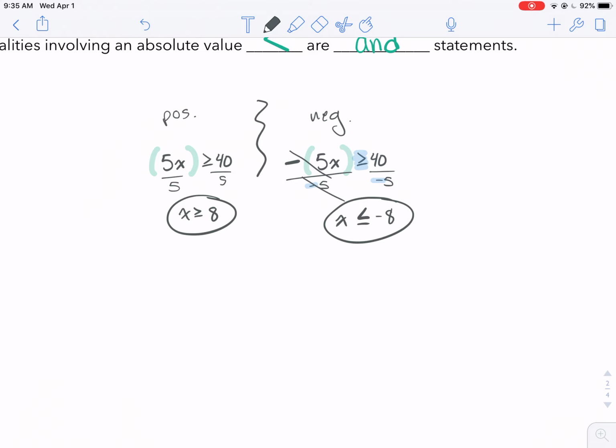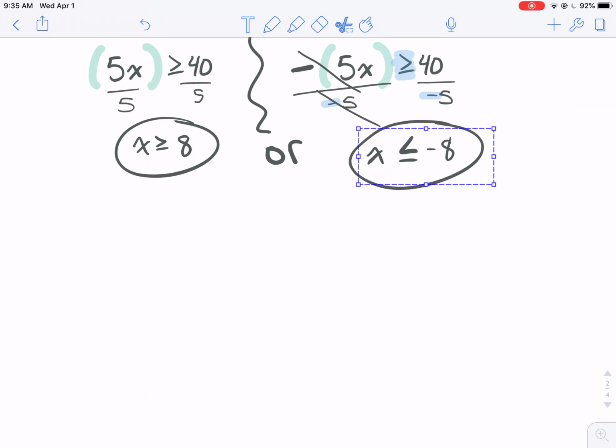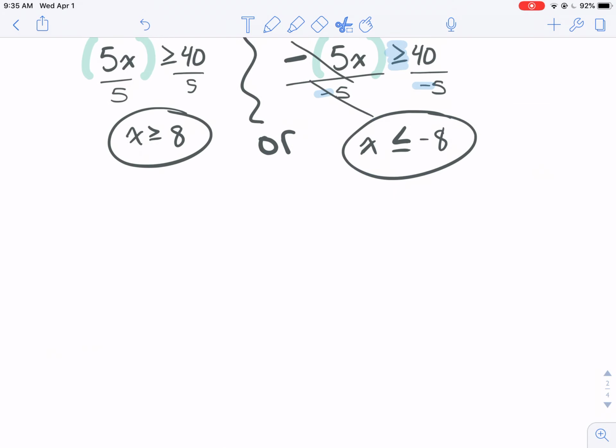Now this guy is going to be an or sentence. Either x is greater than 8 or it's less than or equal to -8. So to graph this, we're going to have to split him up. If we have 0 in the middle, we've got 8 on one side and -8 on the other.